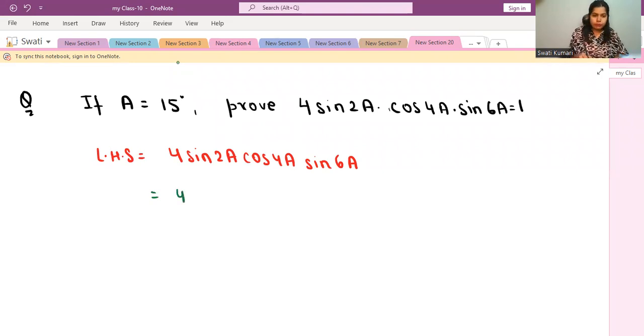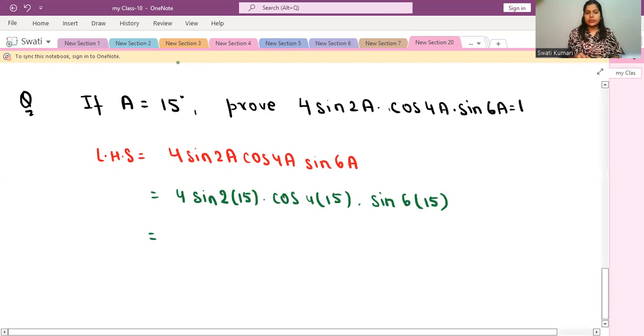So this will become 4 sine 2 into 15, multiplied by cos 4A, that means 4 into 15, and then into sine 6A, that means sine 6 into 15. Now we can write this as 4, and then sine 2 into 15 is 30 degrees, cos 4 into 15 is 60 degrees, and sine 6 into 15 is 90 degrees, right?